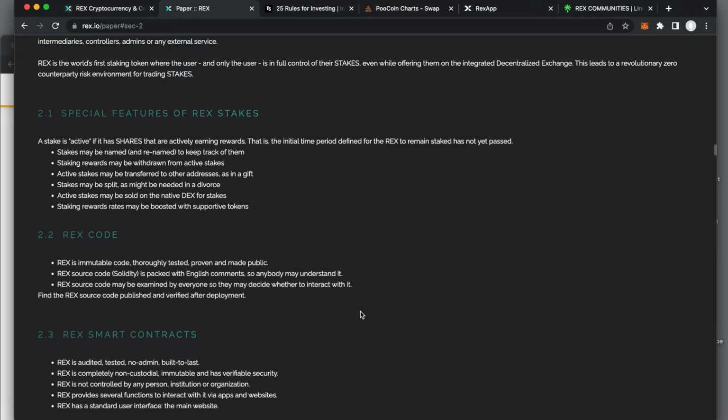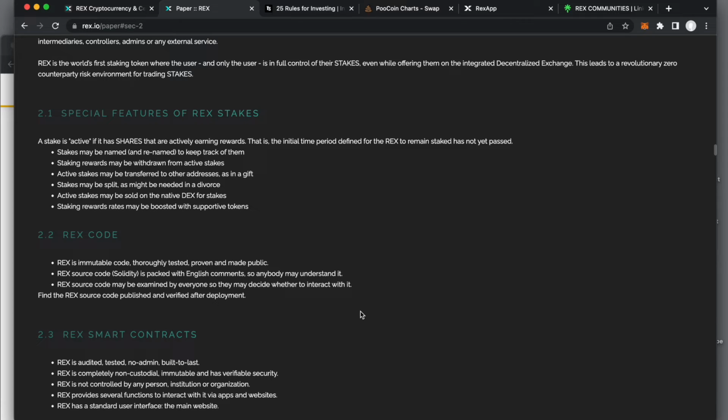So what can you do with a stake? You can give it an initial name. You can then rename it if you want to change the name, so you can more easily keep track of them in your list of stakes. You might end up having hundreds of stakes or even thousands of stakes, so it's good to come up with your own naming scheme to keep track of them.